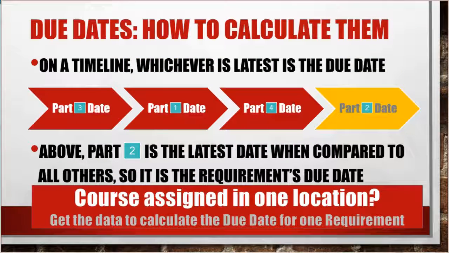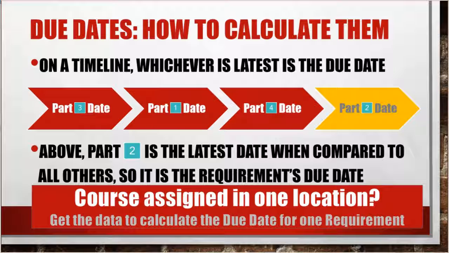So again, once you have all those dates, you just have to compare them, and whichever is last or latest is going to be the due date that they're going to see in emails, on reports, on their plan, and on visuals. This is true if the course is assigned in one location, meaning just to one team, or just to a job title, or just to an individual. So it's assigned to any given person once.